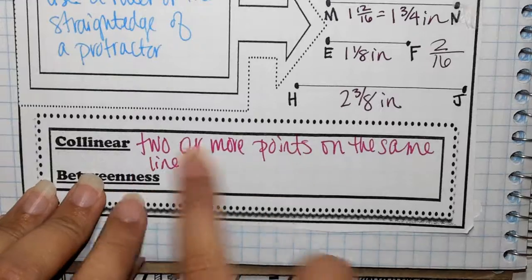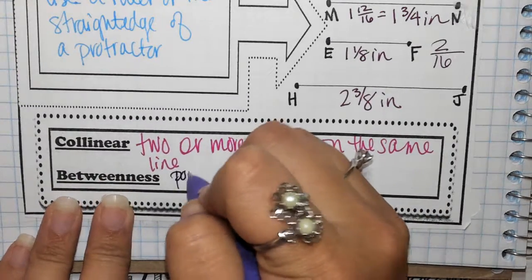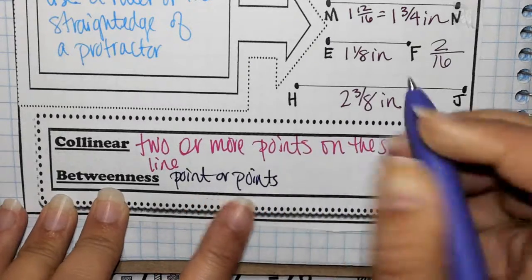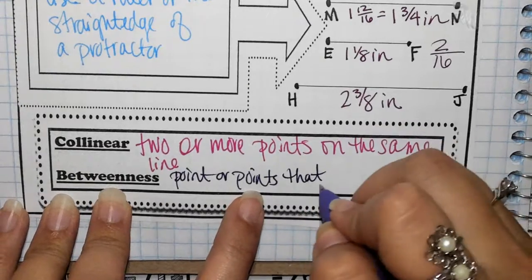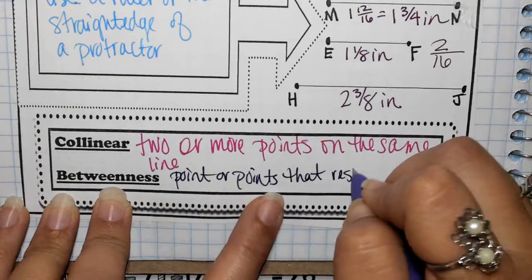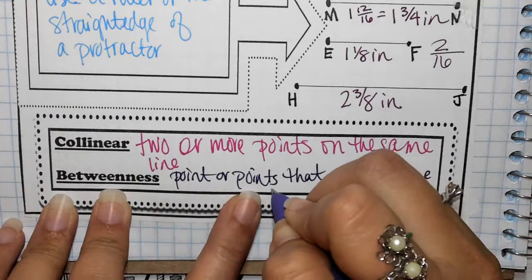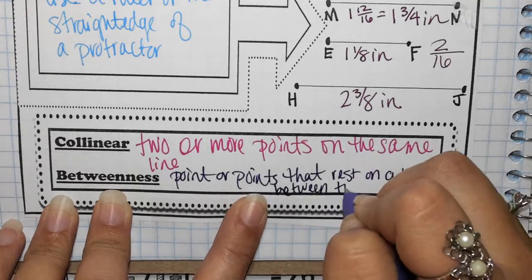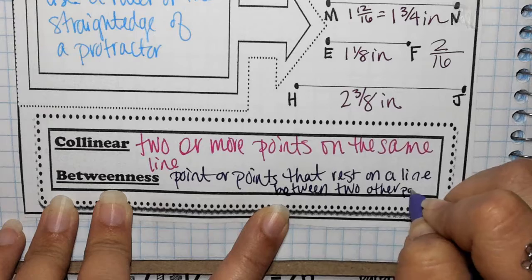All right, so collinear, 2 or more points on the same line. Betweenness is point or points that rest on a line between two other points.